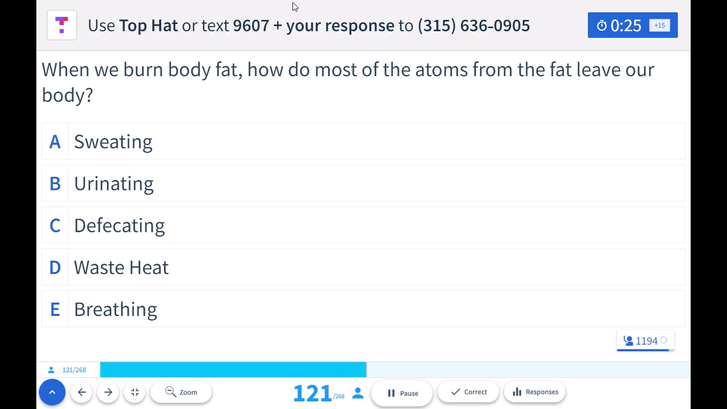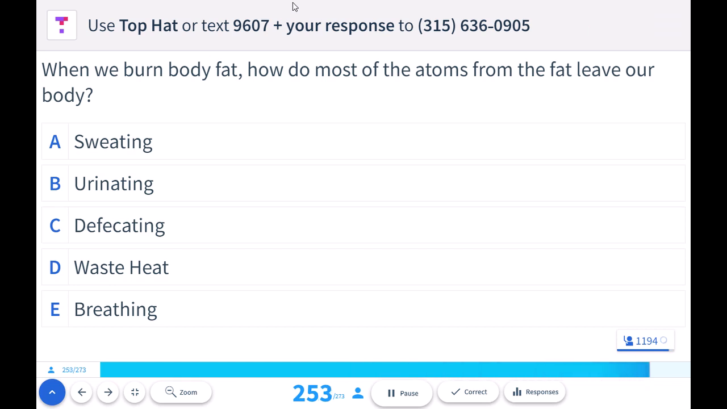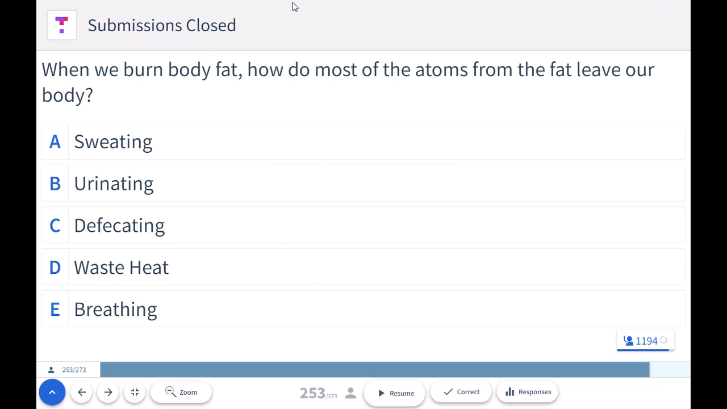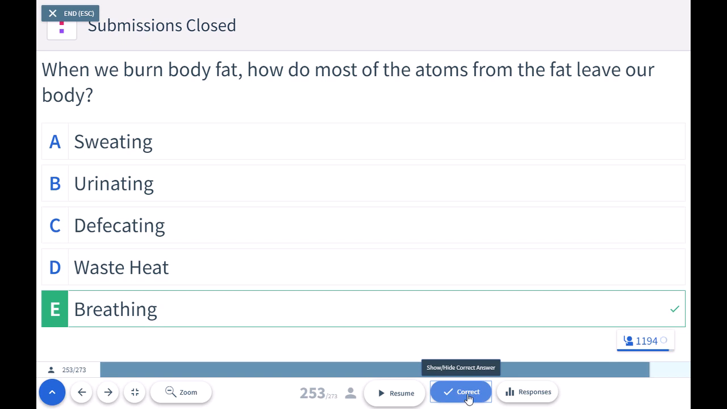Do you sweat it out, urinate it out, defecate it out? Just have it converted to heat, take energy, matter and convert it to energy, or do you breathe out the atoms? Think of the law of conservation of mass. Matter is not created or destroyed. How do our love handles leave our bodies? They don't just walk away. The correct answer is that we breathe our love handles off.